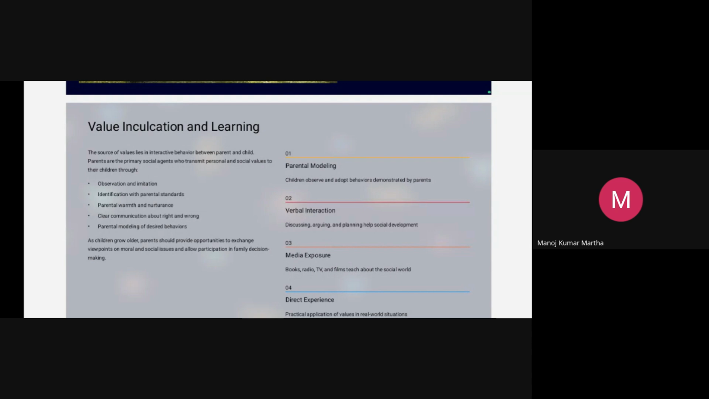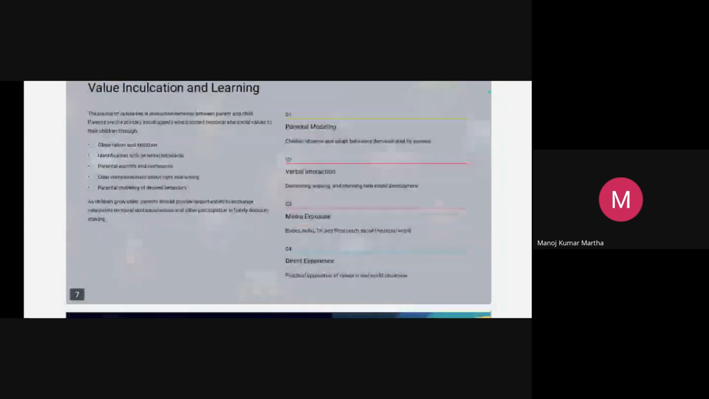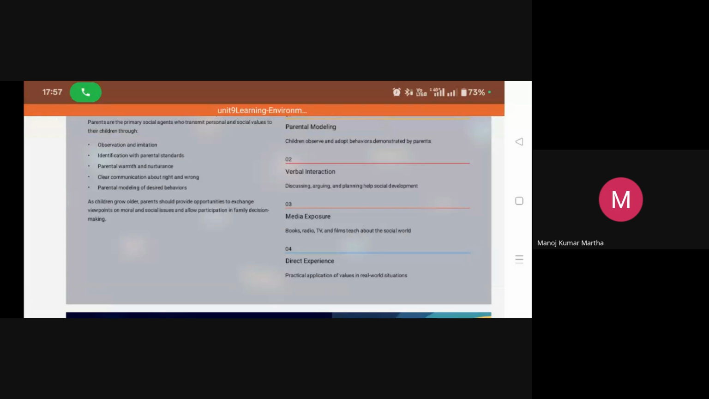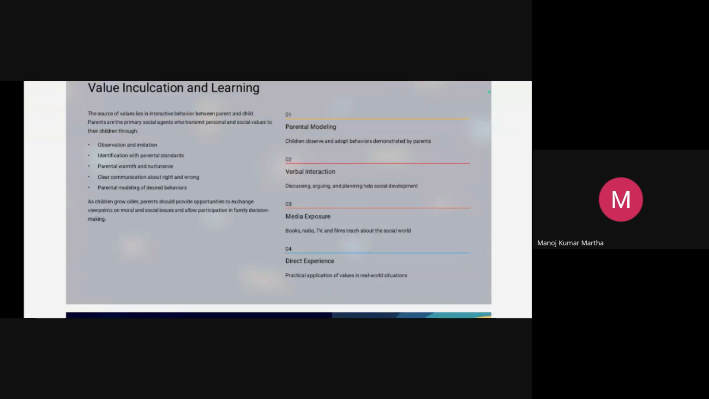That means parental modeling. As we know, children believe their parents, so children observe and adopt the behavioral pattern of their parents. They take their parents as their role model, they follow their behavior, their attitude, their different skills, their communication style; they learn everything, which affects the process of learning. Verbal interaction is another important thing: discussing, arguing, planning. Media exposure is another important thing through which values can be inculcated and the learning process can be facilitated.